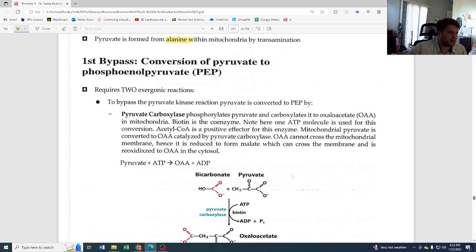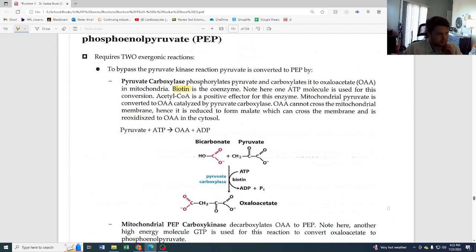This again is just diving a little bit deeper into the bypasses that we were talking about. Pyruvate carboxylase phosphorylates pyruvate and carboxylates it to oxaloacetate in the mitochondria. Biotin is the coenzyme. Note here, 1 ATP molecule is used for this conversion. Acetyl-CoA is a positive effector for this enzyme. Mitochondrial pyruvate is converted to oxaloacetate, catalyzed by pyruvate carboxylase.